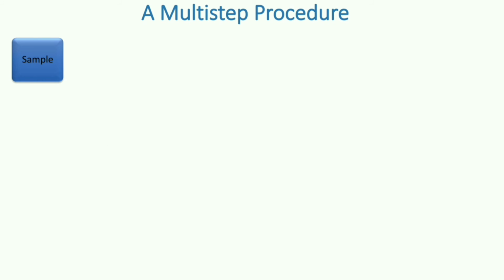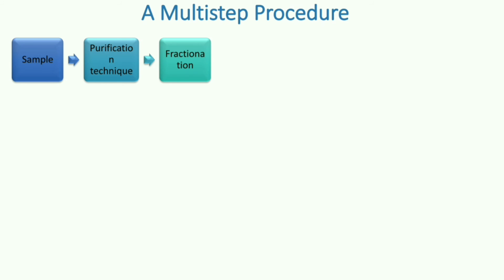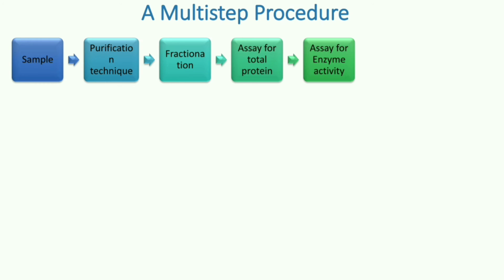So as I stated earlier, enzyme purification is a multi-step procedure. We'll talk about it in a step-by-step manner again. So first you have to collect the sample, then apply any purification technique, fractionate this sample, then we have to assay for the total number of proteins present in that sample. After that we have to assay for enzyme activity of that sample.